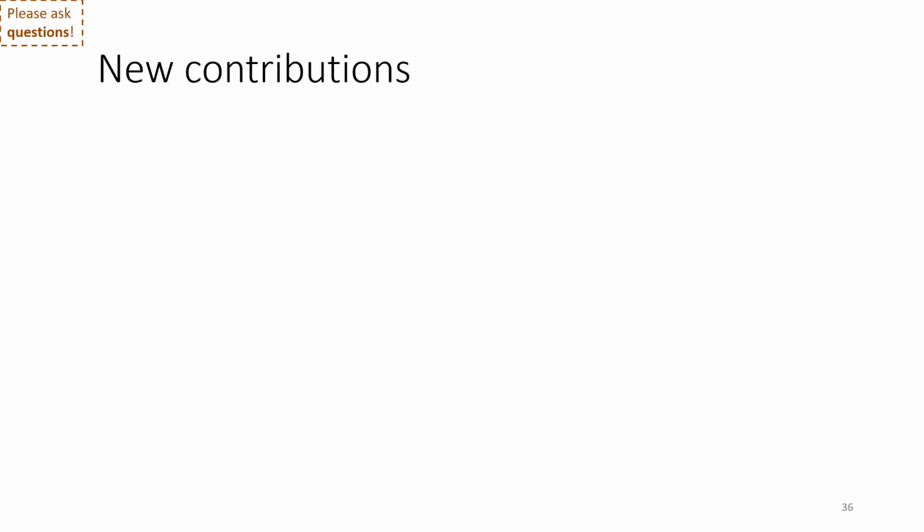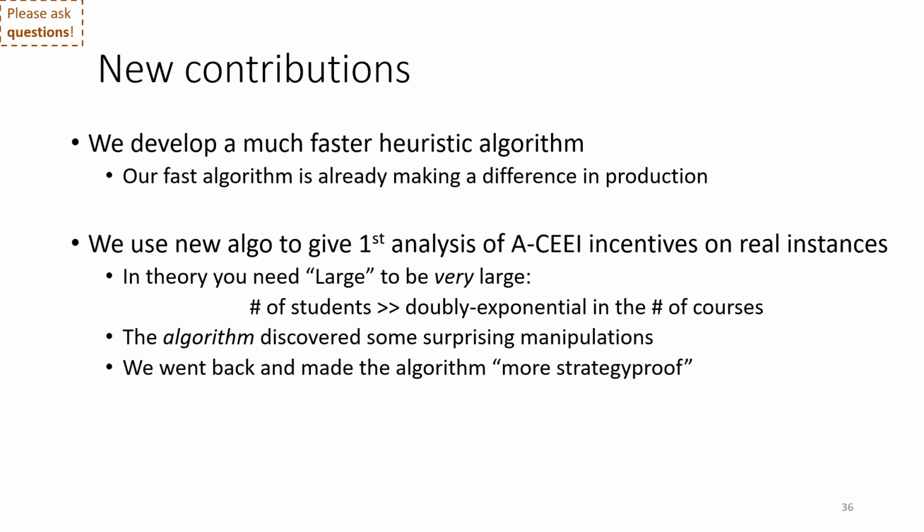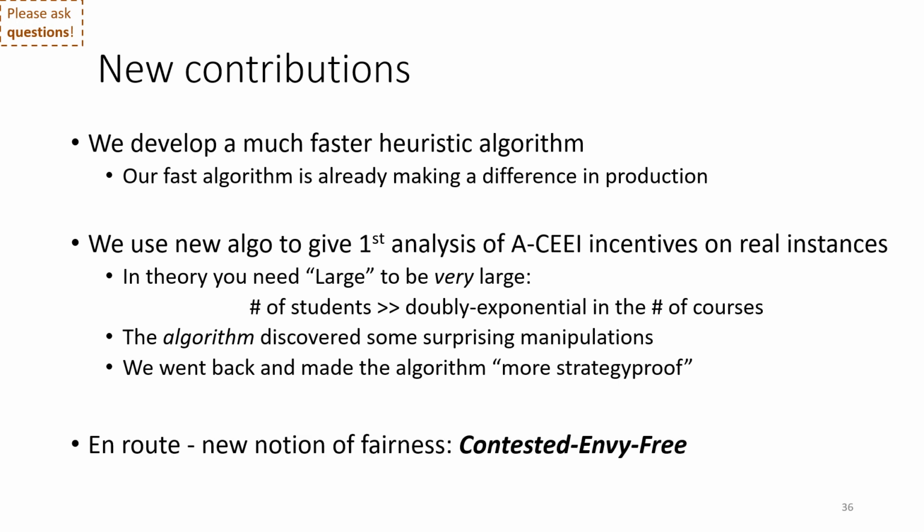In addition, our fast algorithm is already making a difference in production. Because of its fast speed, we give the first analysis of A-CEEI incentives on real instances. Though we have a theory of strategy proofness in the large, it is still very necessary because we cannot expect the real market to be as large as the theory needs. During the analysis, we designed algorithms that discovered some surprising manipulations. Afterwards, we went back and made the algorithm more strategy proof. During the process, we also discovered a new notion of fairness, contested envy-free, which can be more incentive compatible than envy-free on A-CEEI.